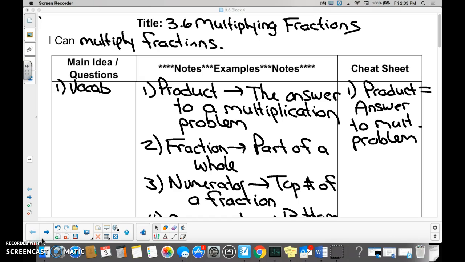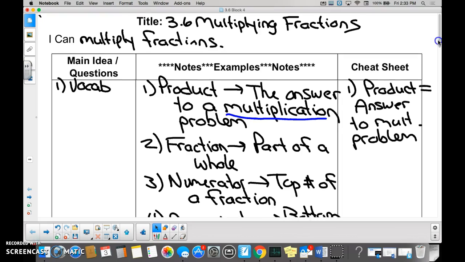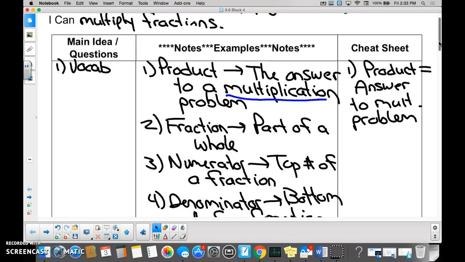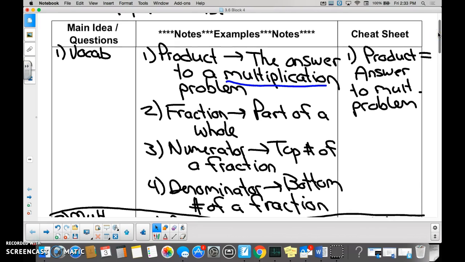All right, a product is an answer to what type of problem? A product is an answer to what type of problem, Janice? A multiplication problem. Okay? A fraction is part of a, everybody? Whole. Okay, explain the difference between a numerator and a denominator.